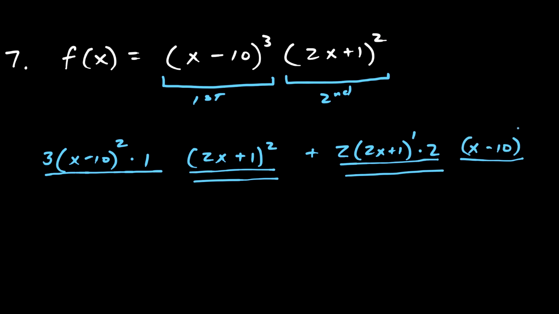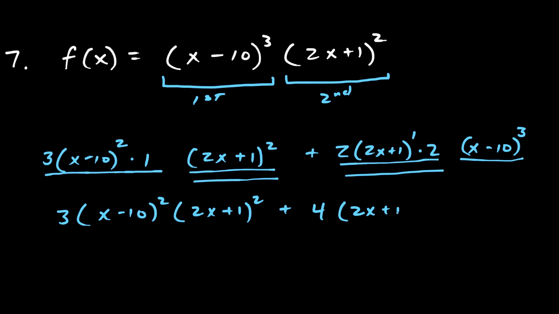Again, this is the reason I like to put the underlines. A lot of times we get caught up and get lost and we just leave those things out. So now we do have that written down, which is nice. So cleaning this up a little bit, we're going to have 3 times x minus 10 squared times 2x plus 1 squared plus, we can write that as 4 times 2x plus 1 times x minus 10 cubed.